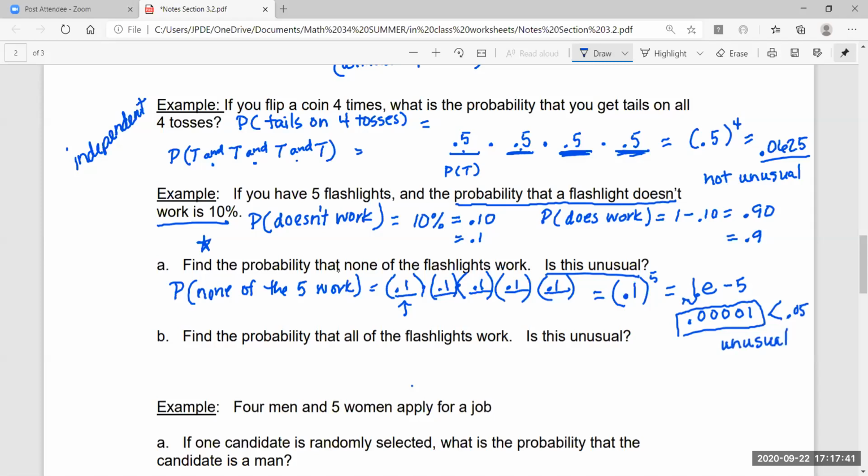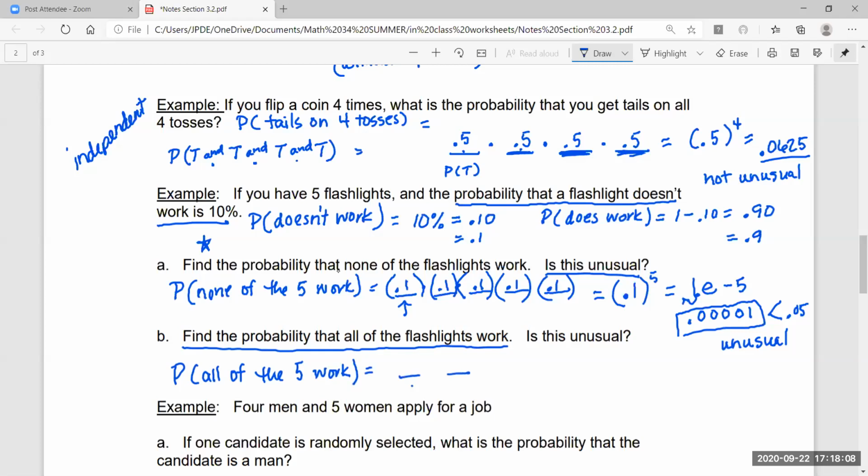Okay, so that's good. If you have those 5 flashlights in there, you want one of them to work, right? So the likelihood that they're all broken, that they're all not working, is very low. Now it says, find the probability that all of them work. All of the 5 flashlights work.